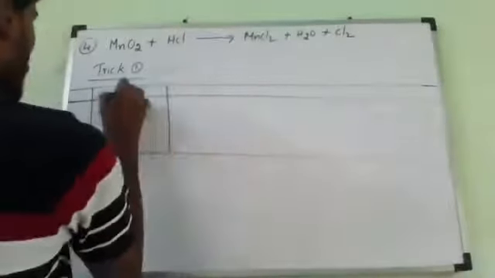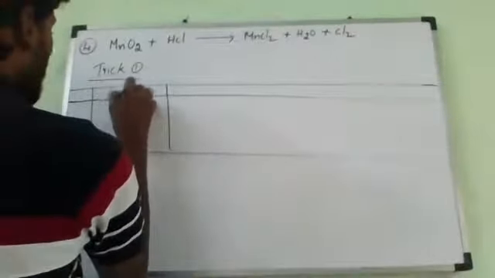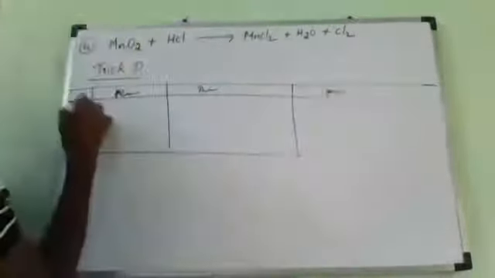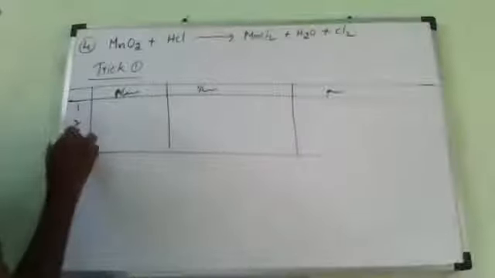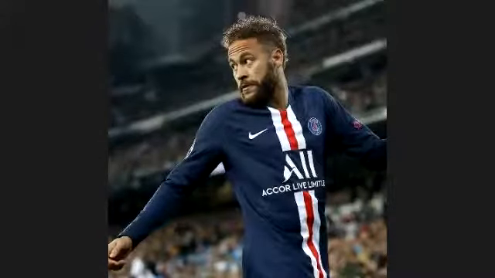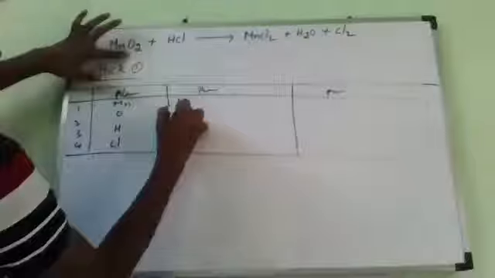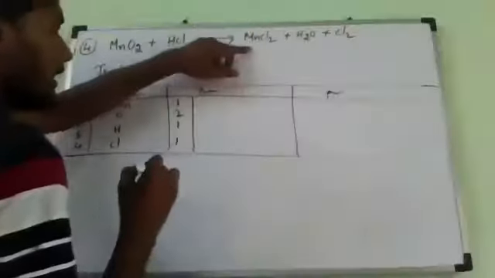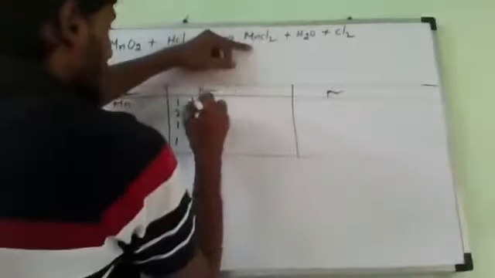So now let us go further. Name of the element. Next, reactant side, and the next one is product side. So now tell me, 3 elements or 4 elements are there? Manganese, oxygen, hydrogen, chlorine, 4. Now reactant side: manganese 1, oxygens are 2, hydrogens are 1, chlorines are 1. That's all. Next, here, product, manganese chloride. Here how many are there?